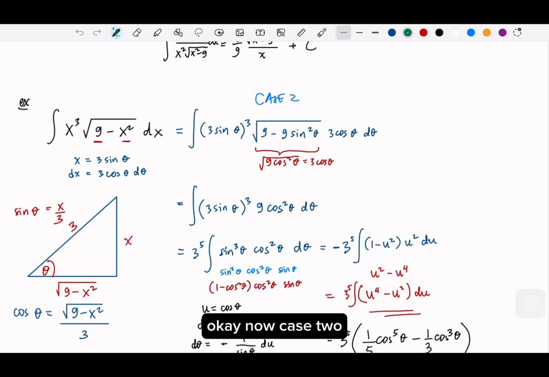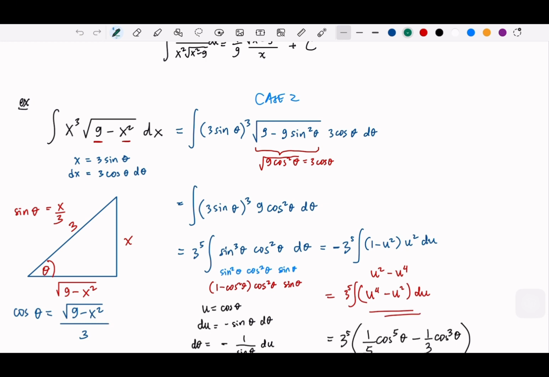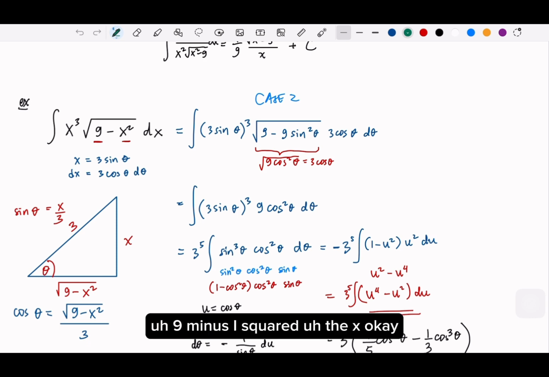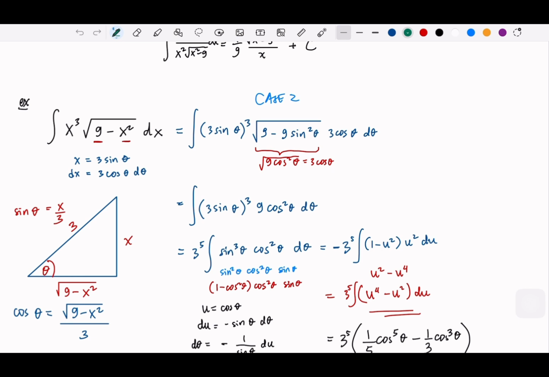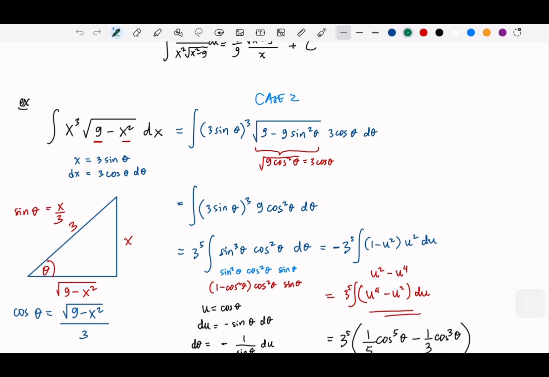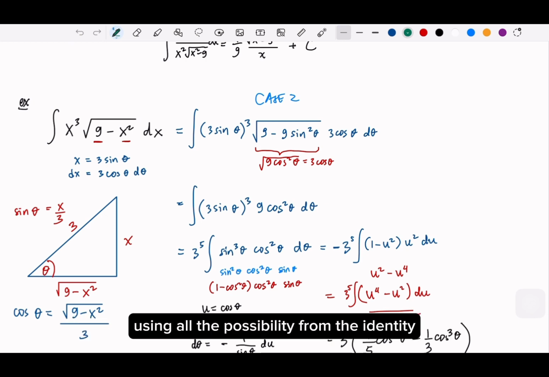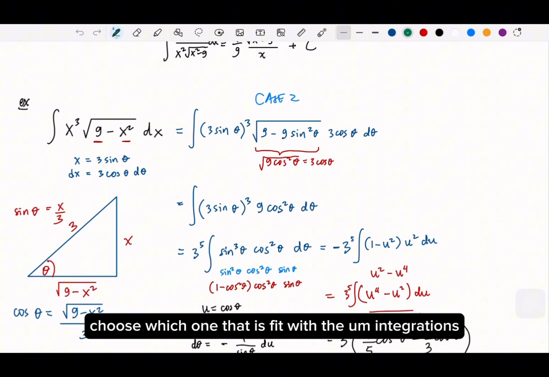Okay, now case 2, and I will just write this example directly. The integral of x cubed times the square root of 9 minus x squared dx. Is my writing too small, or is it okay? So how about this one? We have x cubed and then the root of 9 minus x squared. Using all the possibilities from the identity, choose which one fits with the integration.